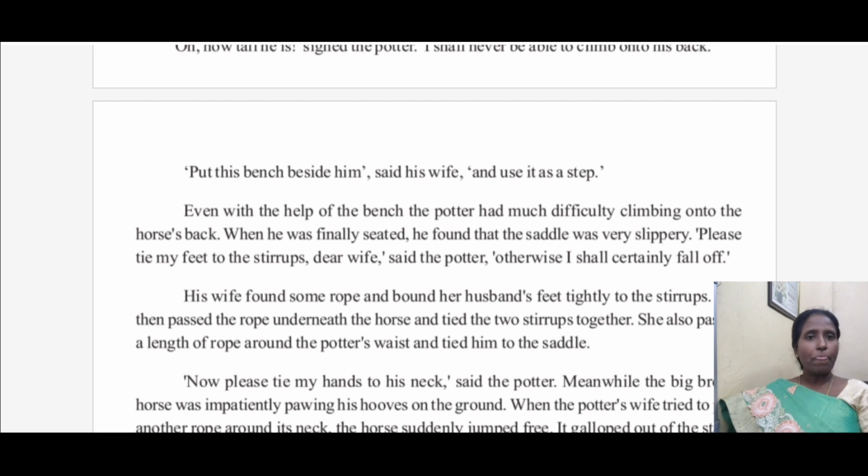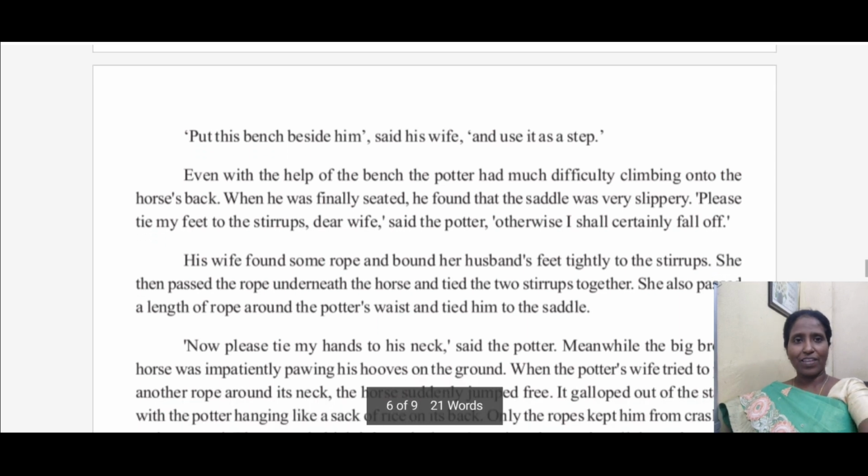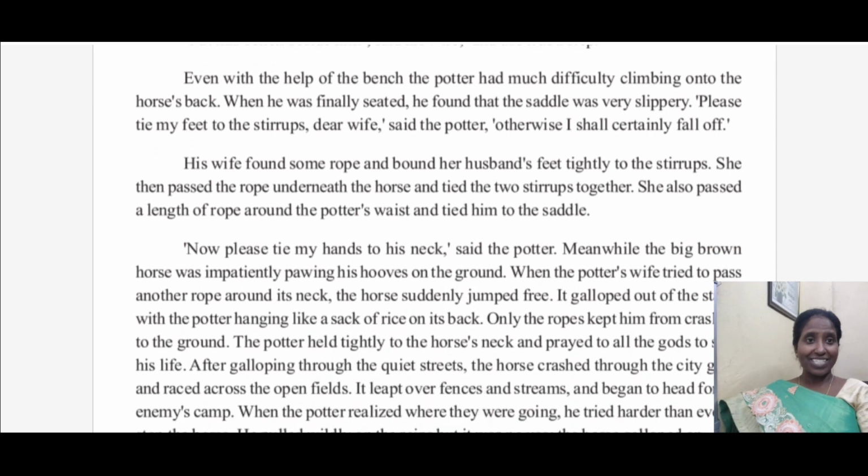How am I going to do it? he wondered. Put this bench beside him, said his wife. So his wife gave him an idea. Put the bench, climb on the bench, and from the bench climb on the horse. Use it as a step, she said. Even with the help of the bench, the potter had much difficulty climbing onto the horseback. When he was finally seated, somehow he managed to sit on the horse.